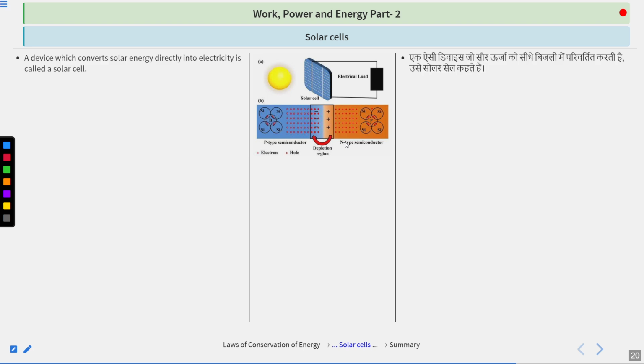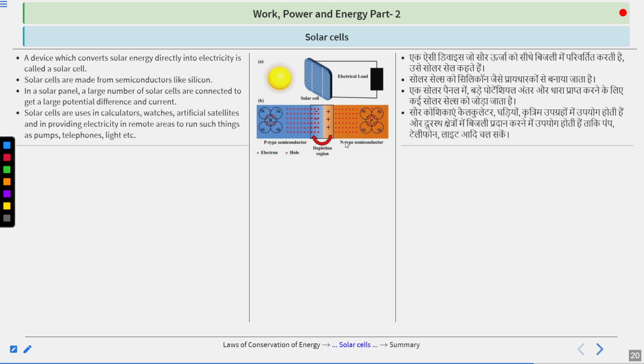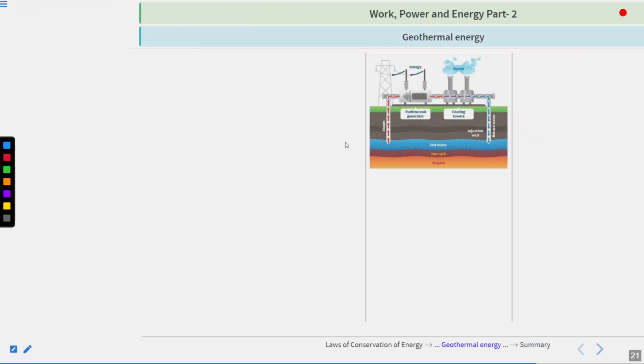Now the solar cells. A device which converts solar energy into electricity is called a solar cell. Solar cells are made from semiconductors like silicon. In a solar panel, a large number of solar cells are connected to get a large potential difference and current. Solar cells are also used in calculators, watches, artificial satellites, and in providing electricity in remote areas to run things such as pumps, telephones, lights, etc.